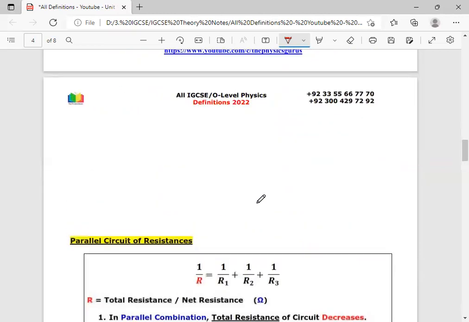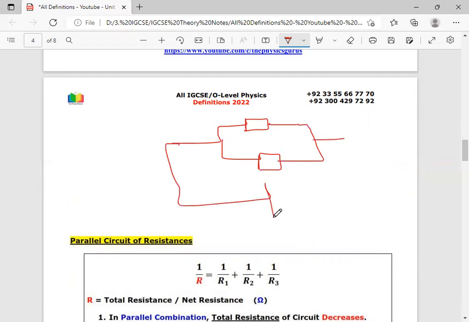Now here comes the parallel combination. R1, R2. Now in parallel combination, we can calculate the total resistance by using this formula: 1 over R is equal to 1 over R1 plus 1 over R2 plus 1 over R3. Some students stop after finding the value of 1 over R in this combination. That is wrong. We have to find the value of R.